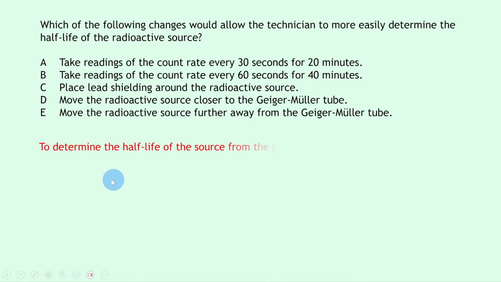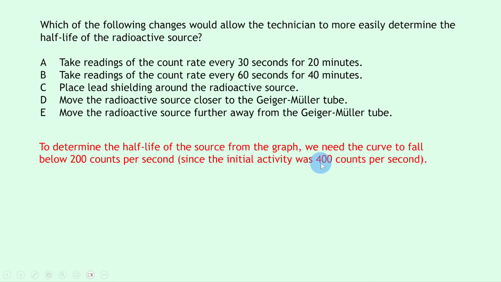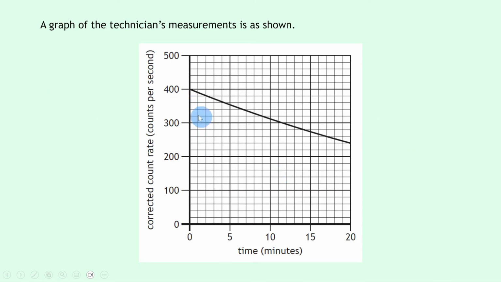Well, what we can say here is that to determine the half-life of the source from the graph, we need the curve to fall below 200 counts per second, since the initial activity was 400 counts per second. So there's the graph, there's the initial activity at 400 counts per second, and remember to find the half-life from a graph, we would need to halve the starting activity, which would be 200, and then go along to the curve and down, and that would give us our time, which is the half-life.